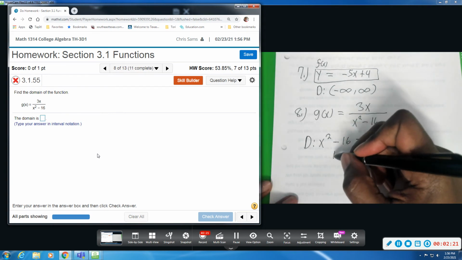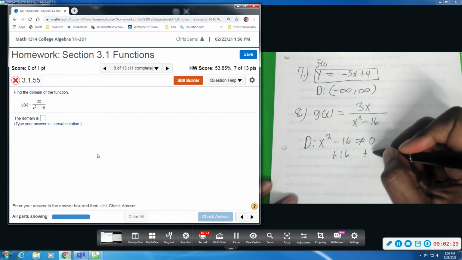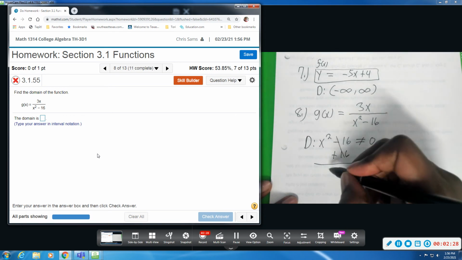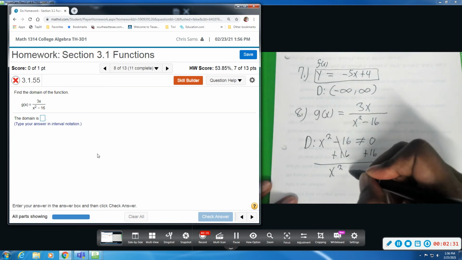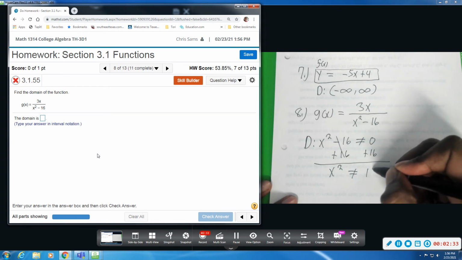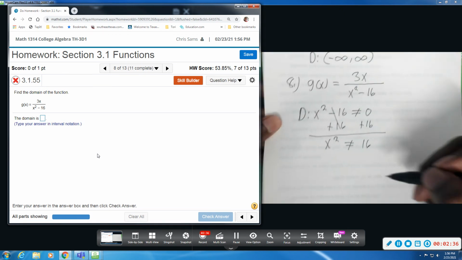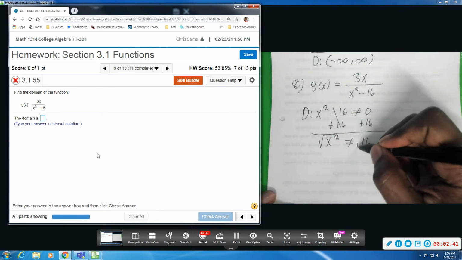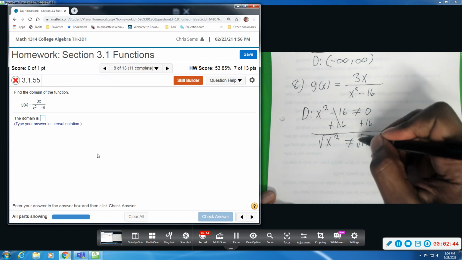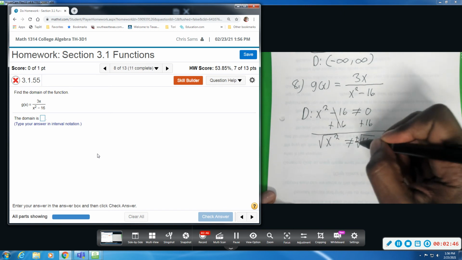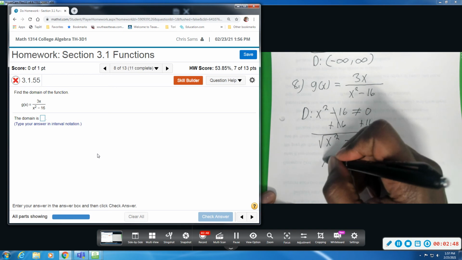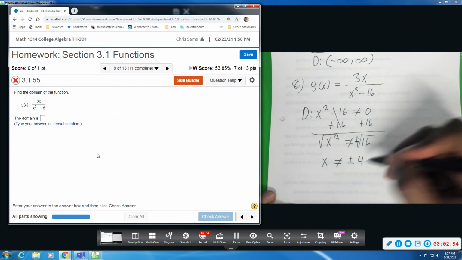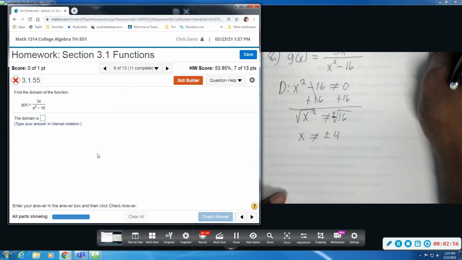So you would add 16 to both sides. Then we bring down x squared cannot equal positive 16. And then what numbers would make x squared positive 16? We have to square root both sides to figure that out. When you take the square root of a number, remember positive or negative. You have to add that. You got 2 cases. So we have x cannot equal positive or negative 4. So there's 2 numbers that we're dealing with.